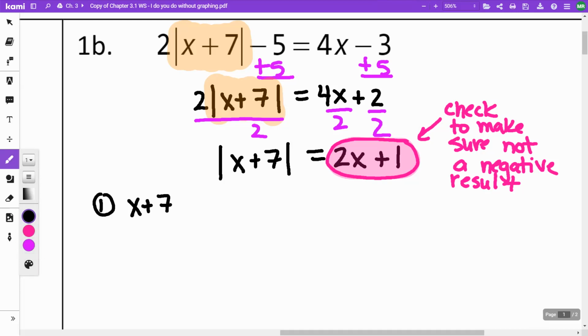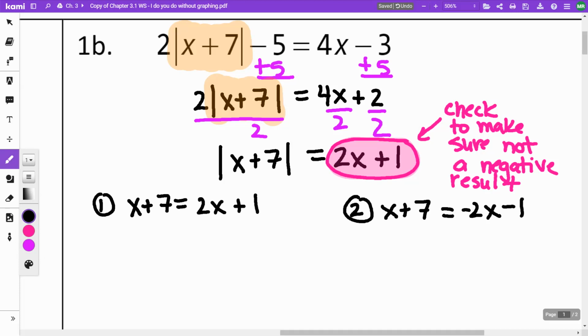x plus 7 is equal to 2x plus 1. My second equation is going to be x plus 7, and I'm going to make that 2x plus 1 opposite, which means instead of it being a positive 2x, it's a negative 2x. Instead of it being a positive 1, it's a minus 1. And then I'm going to solve.